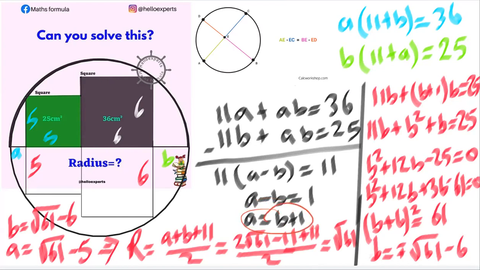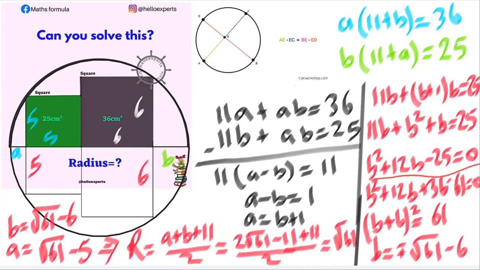Now this equation, we will substitute inside this one or this one. So as you see here, we come to here. So if we substitute 11b plus a times b, but a is b plus 1, so b times (b plus 1). Let's open this bracket. So b squared and b, so 11b plus b squared plus b is 25. These two make 12b, and we can move this 25 to the other side. So when we simplify, we have this simple quadratic equation.